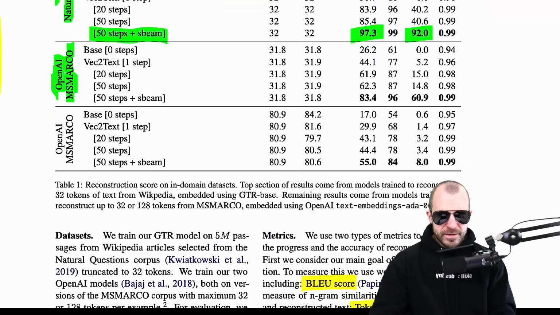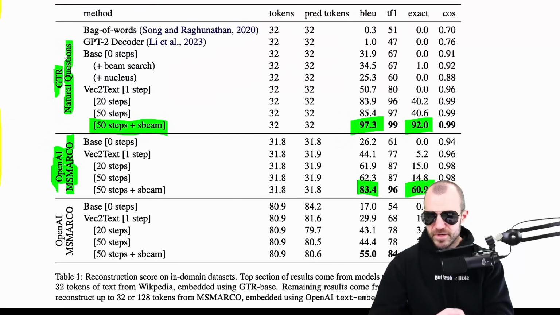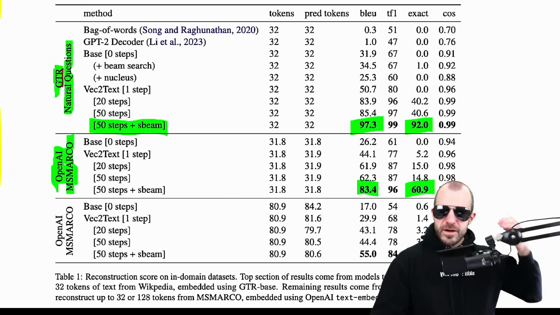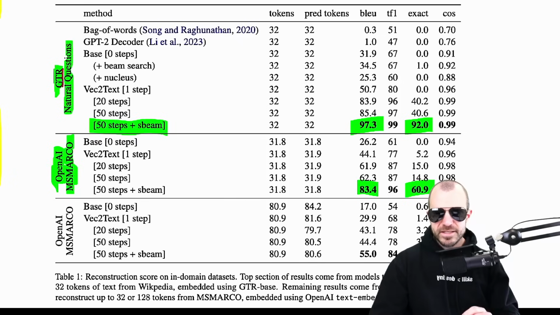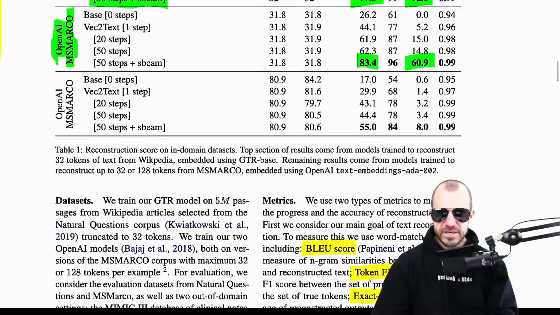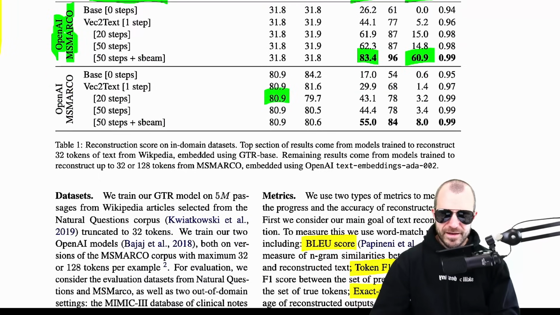So here you see it works, but it works a bit less with the MS Marco dataset and the OpenAI API. I'm not exactly sure how many dimensions GTR has. Something that this paper doesn't really investigate is how the dimensionality of embeddings influences this, which would be interesting to know. What it does investigate a little bit is the length of the sequences. So here you always have 32 token sequences, and here on average you can see you have a bit more. And when you have a bit more, or when they make the dataset have a bit more, you can see that the reconstruction performance drops dramatically.